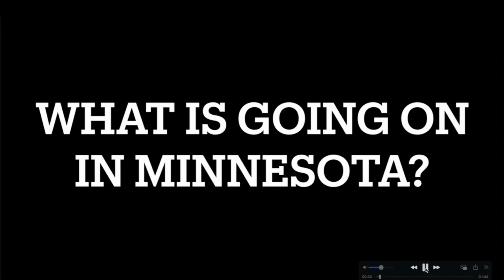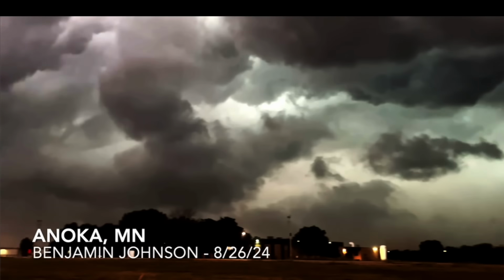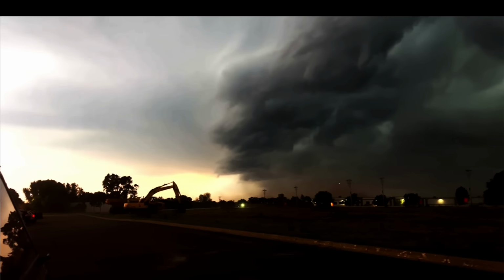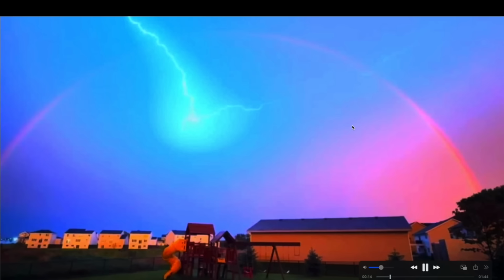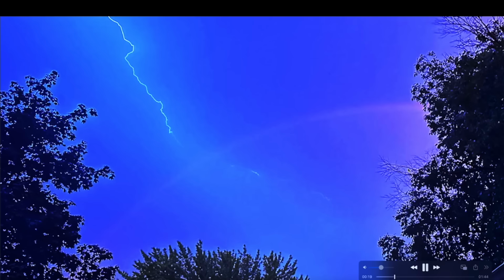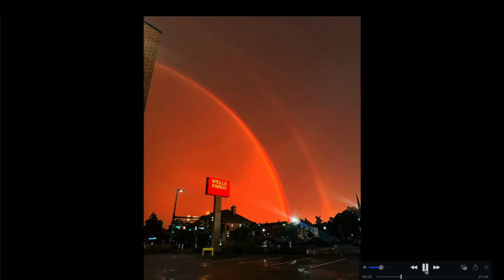First video was sent in by Ben Johnson out of Anoka, Minnesota, August 26th, 2024. In fact, all of the footage out of Minnesota is from the 26th. This was as storms were moving into the area. And then the sky started putting on a real show. Double-decker rainbows infiltrated by lightning multiple times. Multiple people had multiple photos and videos of that phenomenon.